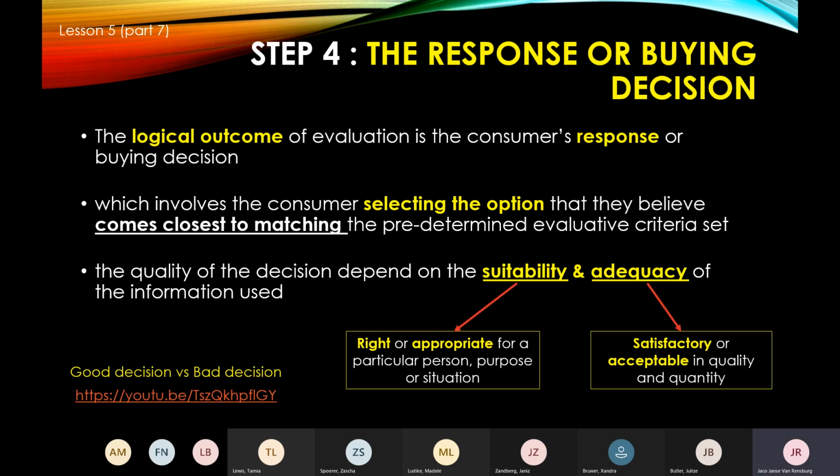Once you've evaluated all the options, it becomes the next logical or natural step to take in your decision-making process. Which one is the right one? The quality of the decision depends on the suitability as well as the adequacy of your information. Suitability refers to the right or appropriate information for a particular person or situation, where the adequacy refers to the satisfactory or acceptable quality of the information that you receive.